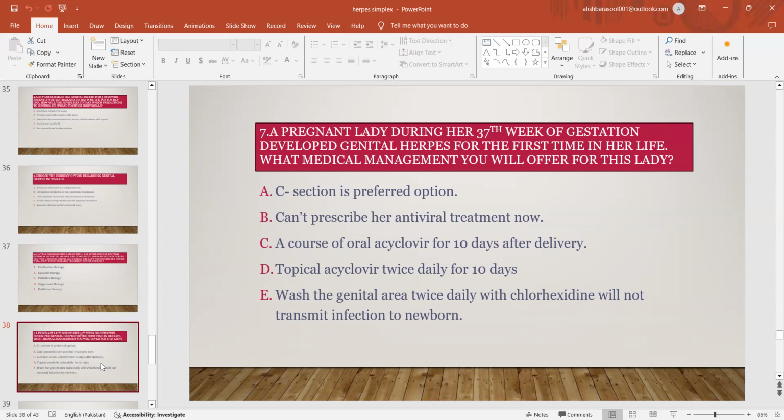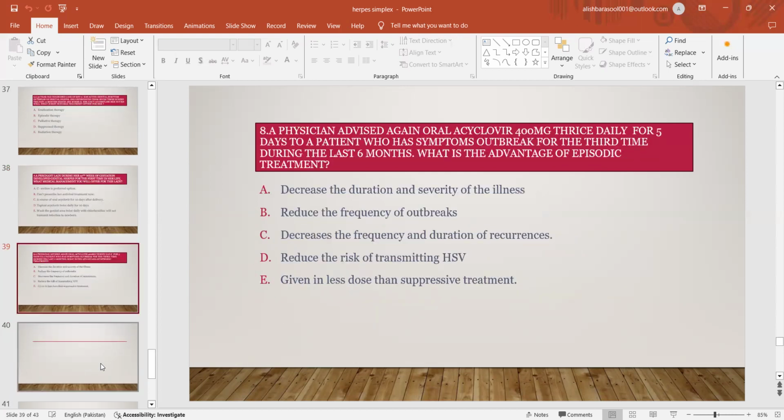It's A. A physician advised oral acyclovir 400 mg thrice daily for 5 days to a patient who has symptoms of outbreak for the third time during the last 6 months. What is the advantage of episodic treatment?